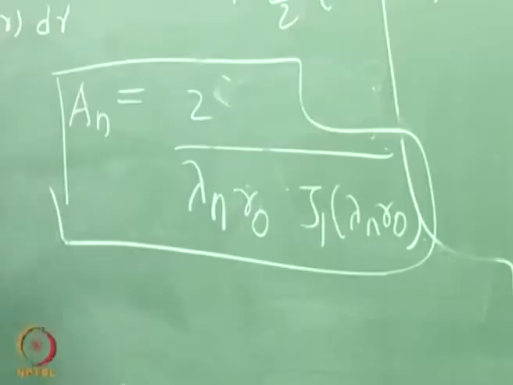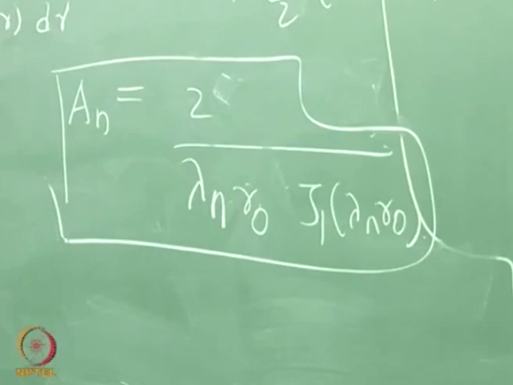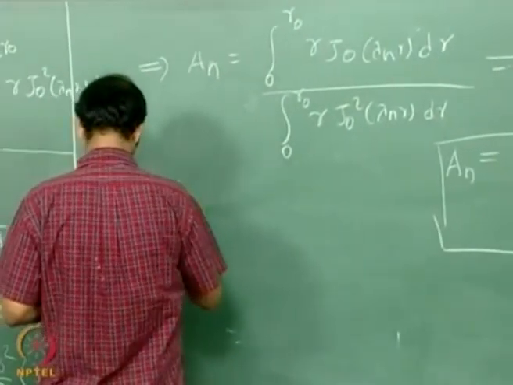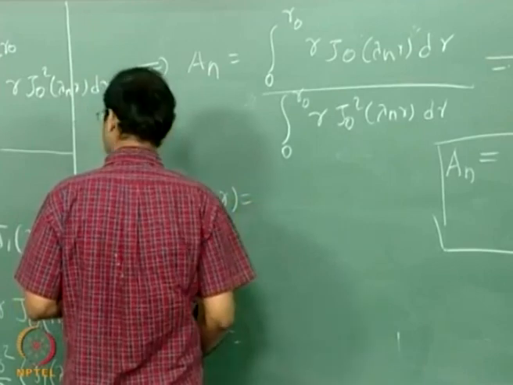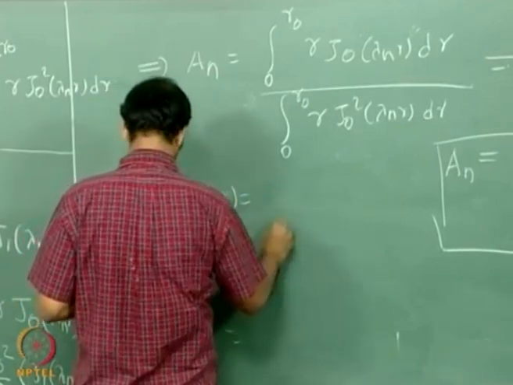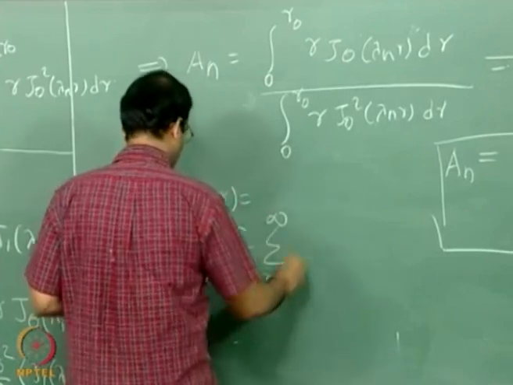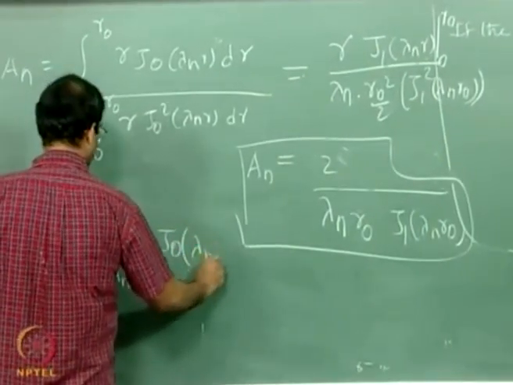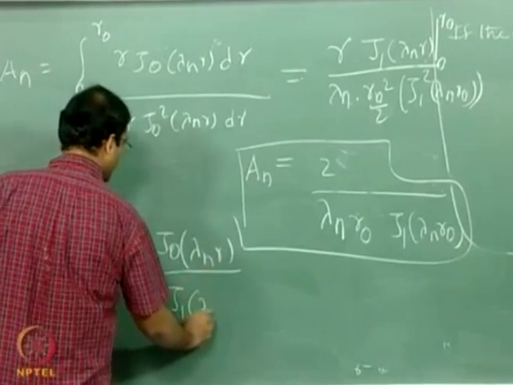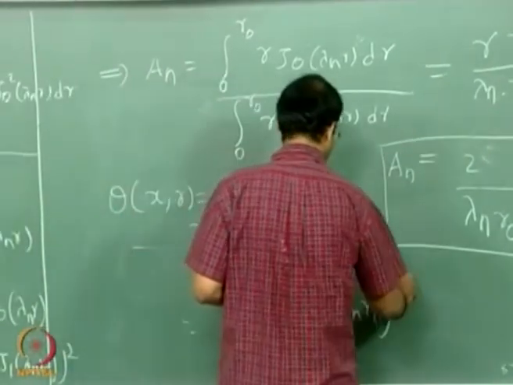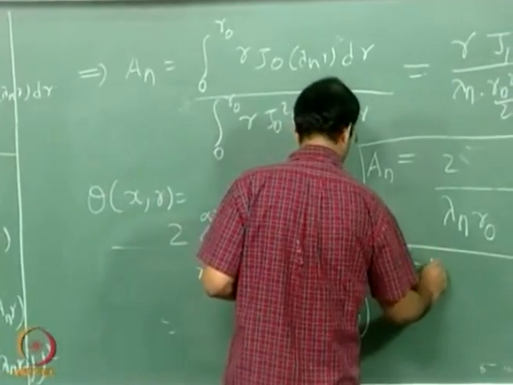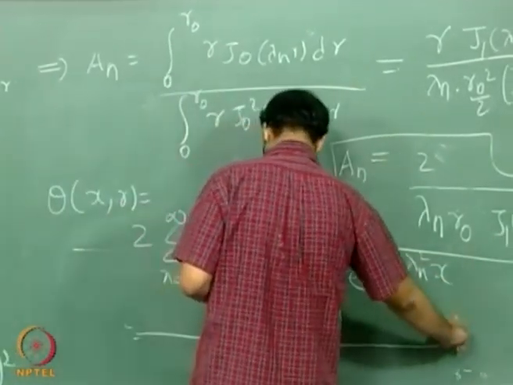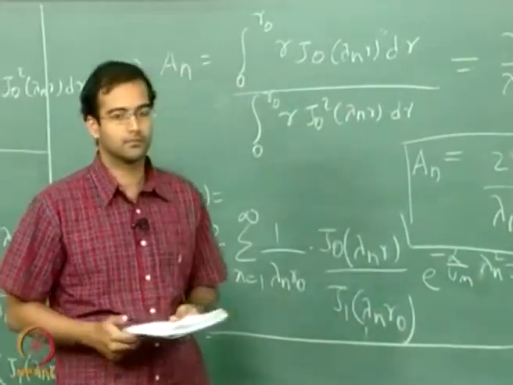So therefore you can substitute this, let me call this number 1 for a n, and then you can write the final expression for theta as, so 2 can be taken out, summation n equal to 1 to infinity 1 by lambda n r naught, you have j naught lambda n r divided by j1 lambda n r naught, exponential minus alpha lambda n square x. So this is your final solution. Okay.